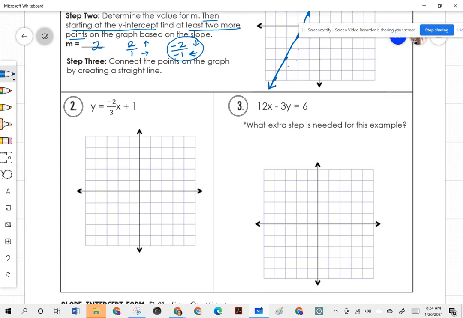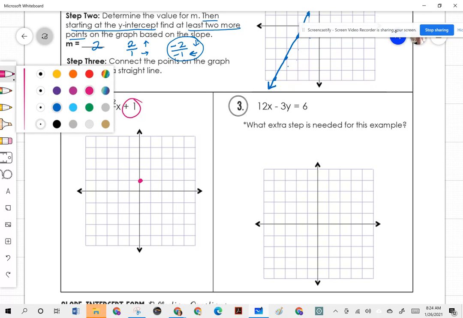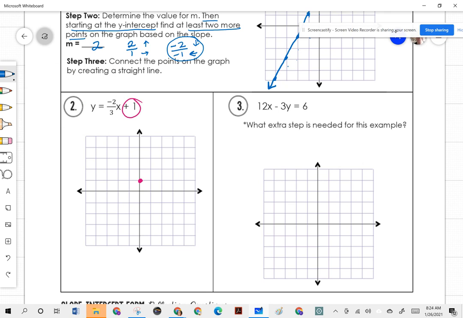So let's take a look at number 2. The first thing we want to do is identify the y-intercept. Now the nice thing about this, for the slope is now negative 2 over 3. So it's telling us negative 2 over 3, which says I go down, and then that's a positive 3, so I go to the right.